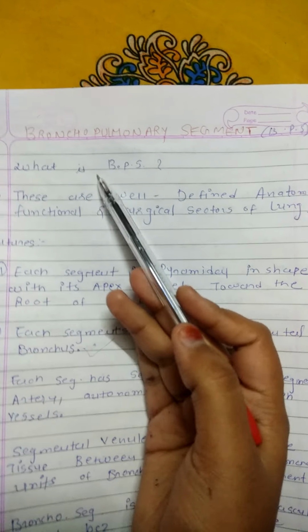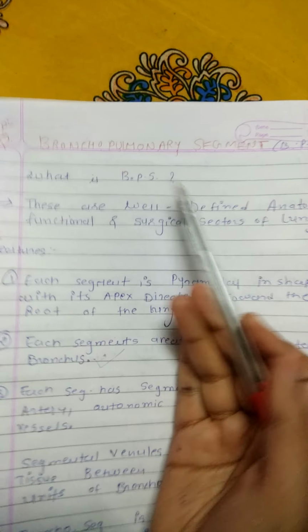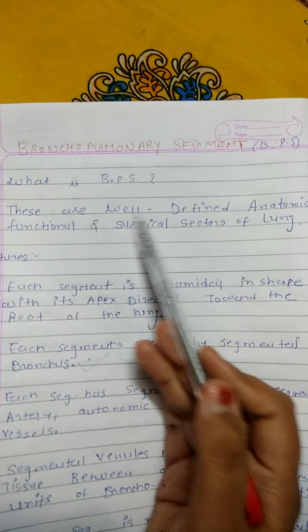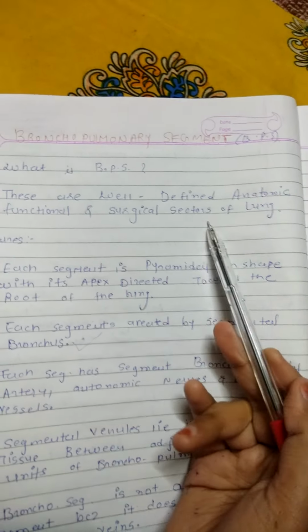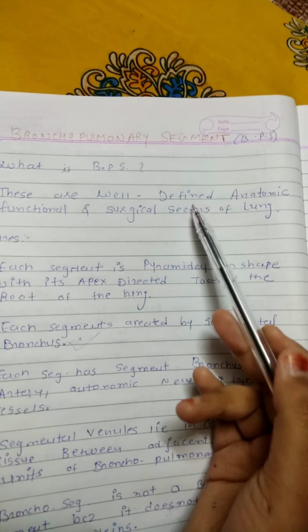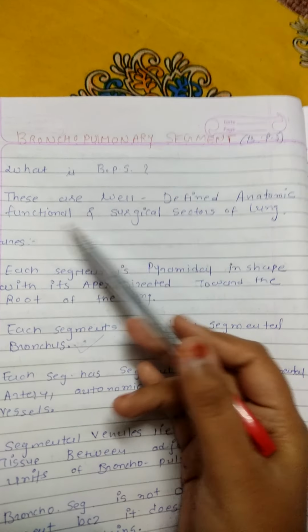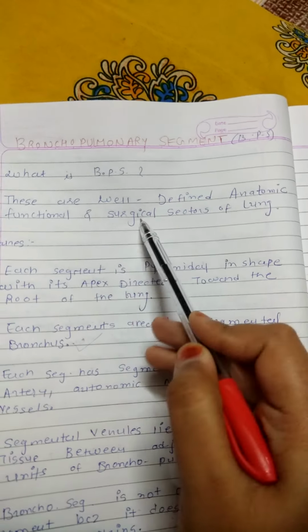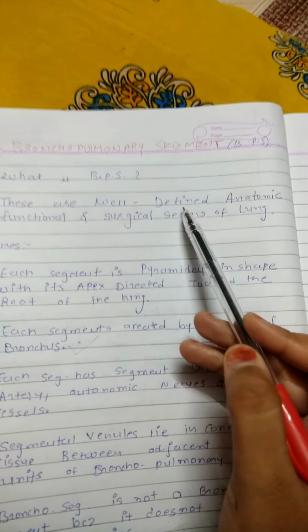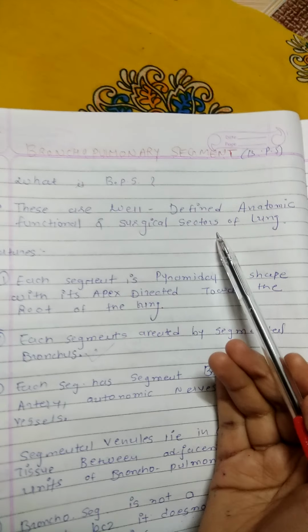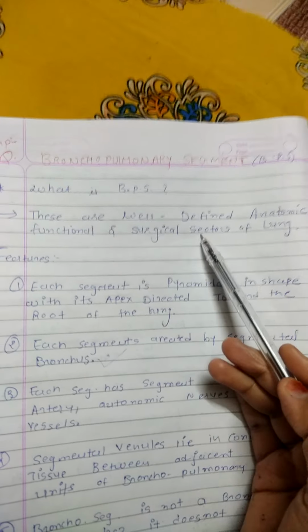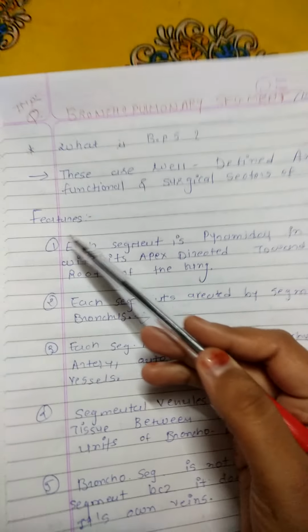So what is a bronchopulmonary segment? The short form is BPS. These are well defined anatomical, functional and surgical sectors of the lung. It is anatomically important, functionally important, and surgically important. So that's why it is defined as well defined anatomical, functional and surgical sectors of the lungs. So that's all about the definition. Then we start with the features.